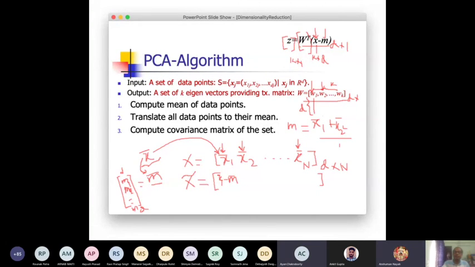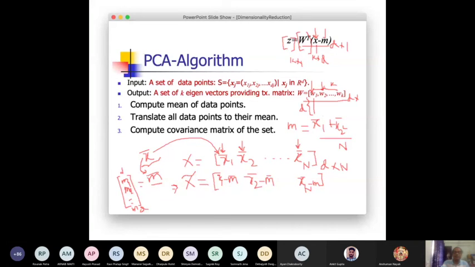Adding all the column vectors, right? You are right. Adding all the column vectors and dividing by n, that is the mean. That's why M is also a column vector, the mean column vector. So individually I am subtracting the mean vector from each column vector. That is what is meant by this translation. Is it clear? So this I am calling x tilde.